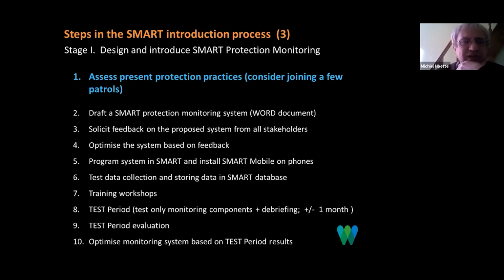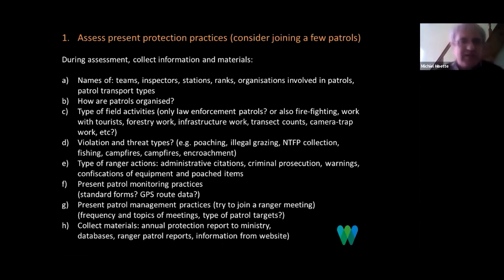What are you going to assess? What is the kind of information that you need to make decisions about the design of your monitoring system? Well, obviously, there are the simple things that you need to program SMART, like the names of the teams, the names of the inspectors, the stations, the patrol stations, the ranks that are used, the organizations that are involved, not only the sites, the transport types, the patrol types. That is basically things that you have to have lists of, and you use them to program SMART.